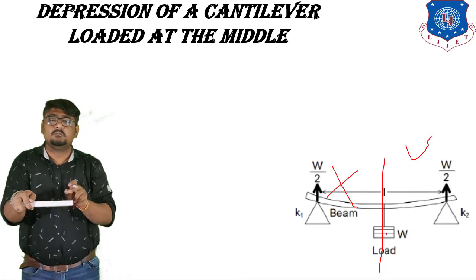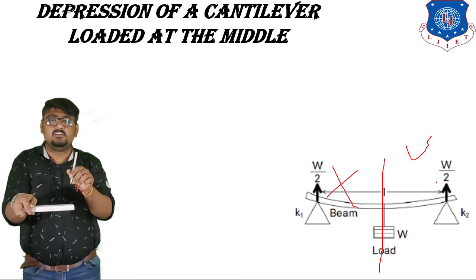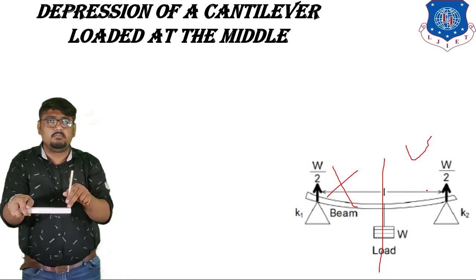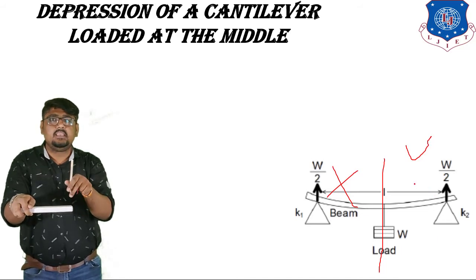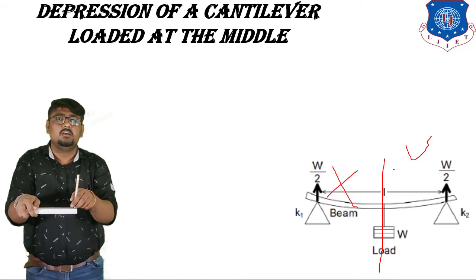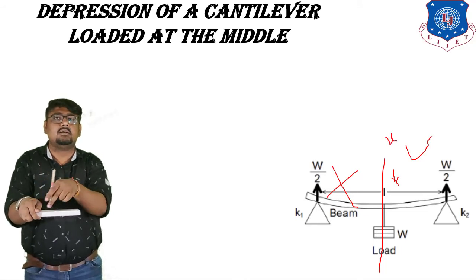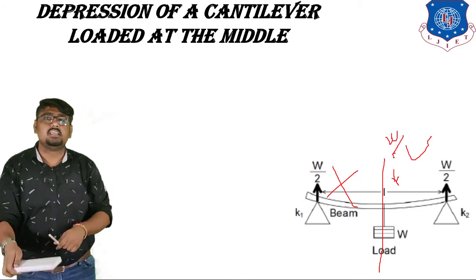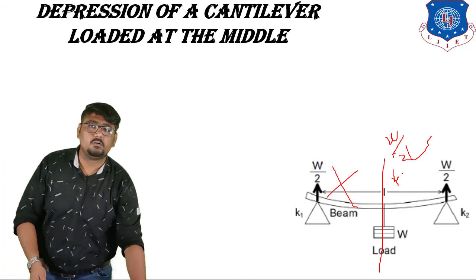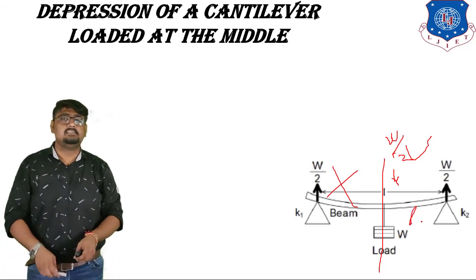Like the previous first case, it looks like the first case: a cantilever beam loaded at the end. Okay, so this load now becomes W by 2 and length now becomes L by 2. So using the same equation for the rectangular beam, we can analyze this thing.